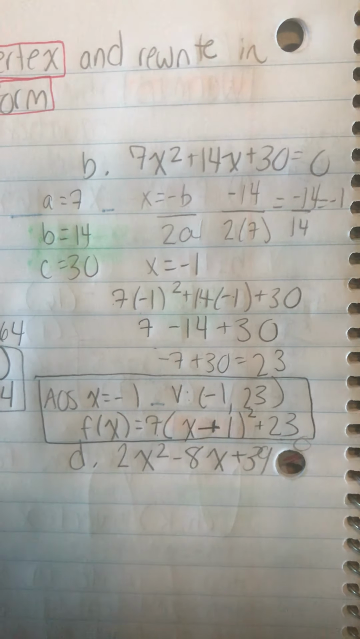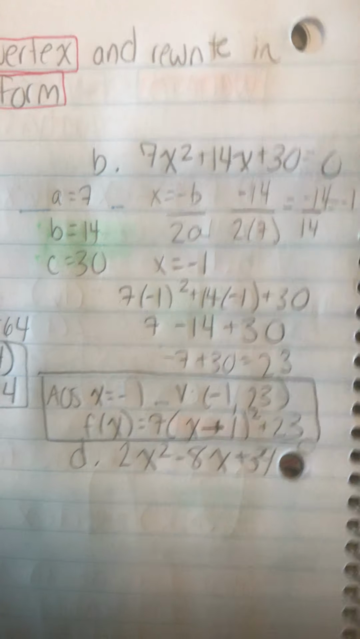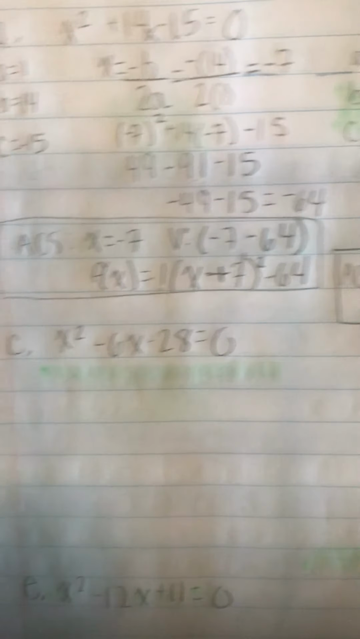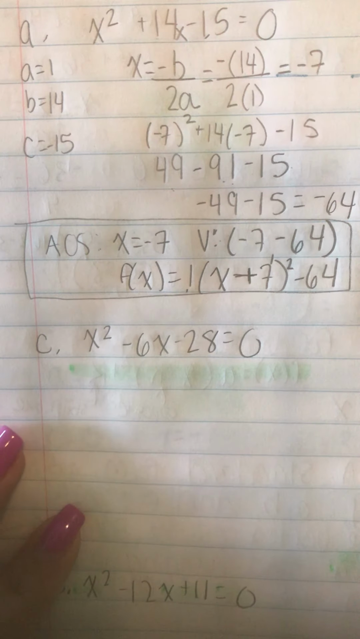If I went too fast, go ahead and pause the video and watch it again, because now you should be able to do the rest on your own. So pause the video and go ahead and do C. When you have finished with it, hit play and check to see if you got it right.